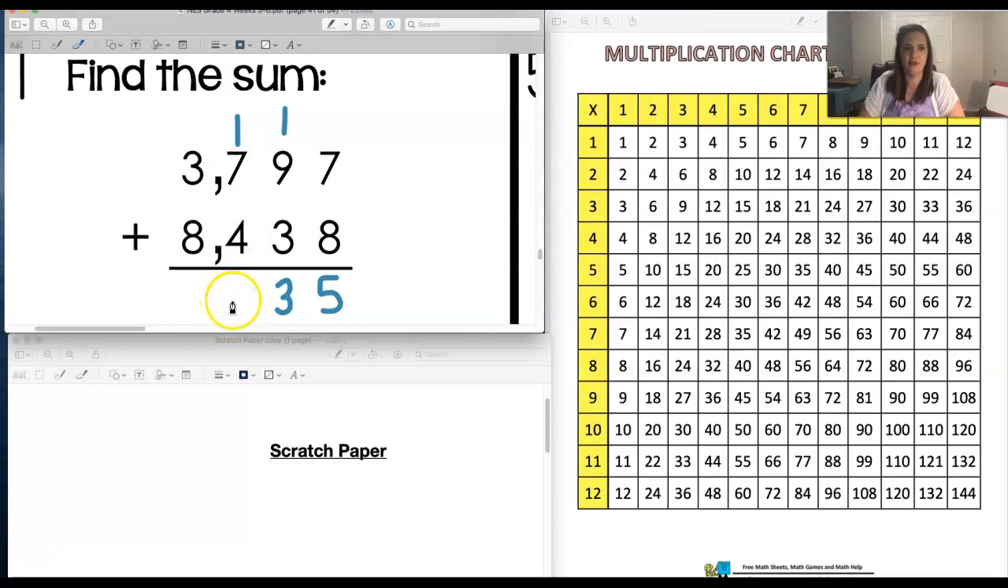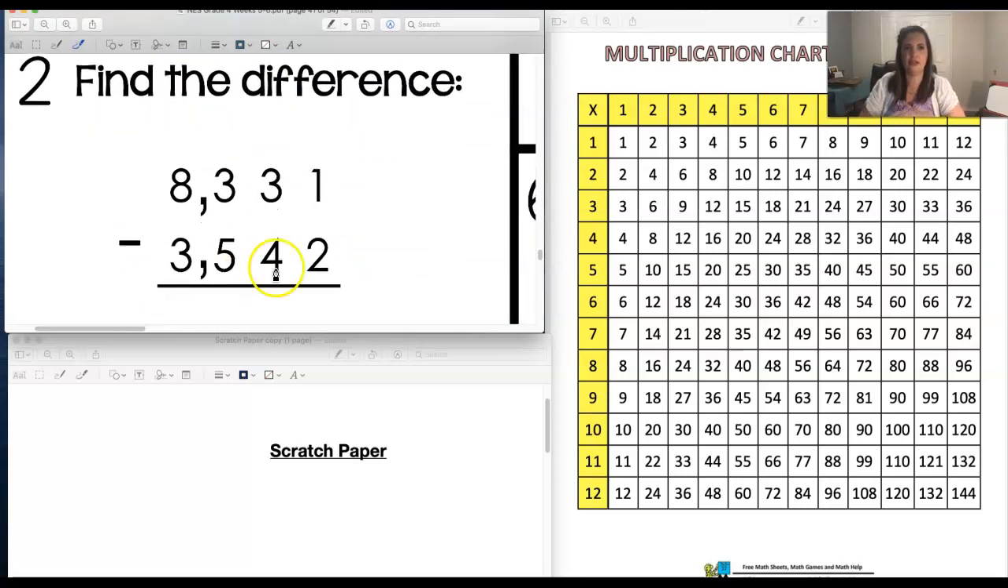1 plus 7 equals 8. 8 plus 4 equals 12. Write down your 2, bundle the 10, and move them to the thousands. 1 plus 3 equals 4. 4 plus 8 equals 12. Count your digits, 1, 2, 3, put your comma. 3,797 plus 8,438 equals 12,235.